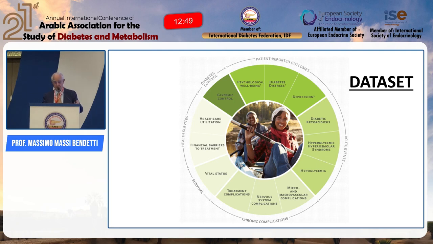We have chronic complications such as treatment of complications, nervous system complications, micro and macrovascular complications, and survival also. Then the evaluation of healthcare services, so healthcare utilization, financial barriers for treatment, and diabetes control, the glycemic control. But we also have patient-reported outcomes: psychological well-being, diabetes distress, and depression. These are indicators that now need to enter into our process for evaluation and for delivery of care to people with diabetes.